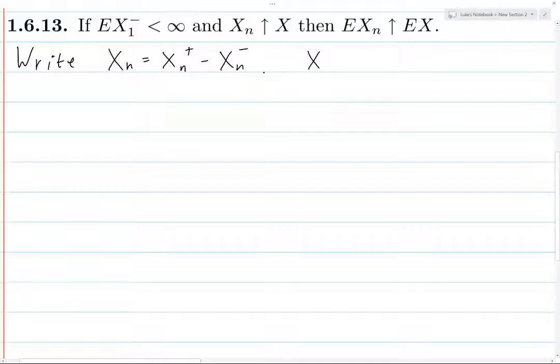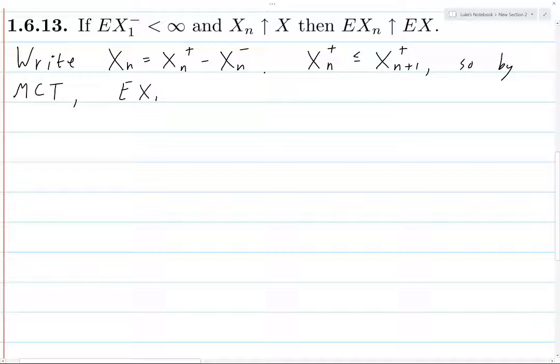Since Xn increases to X, Xn is less than or equal to Xn+1, which means that Xn plus is going to be less than or equal to Xn+1 plus. And the Xn pluses increase to X plus. And so we can apply the monotone convergence theorem to say that the expected value of Xn plus will increase to the expected value of X plus.